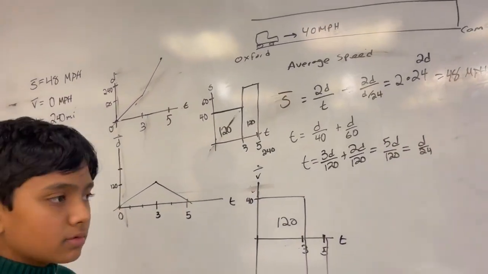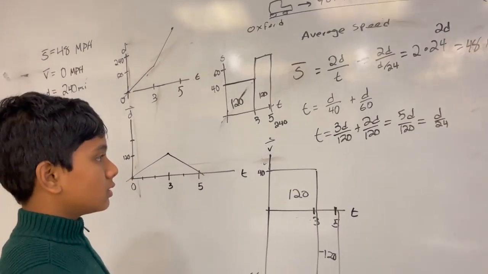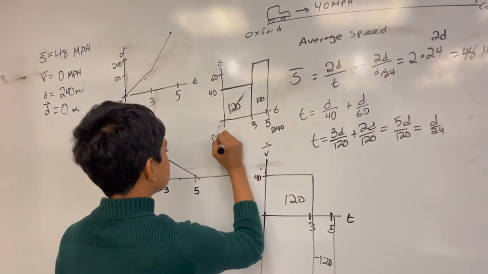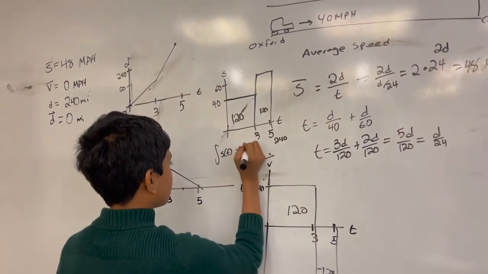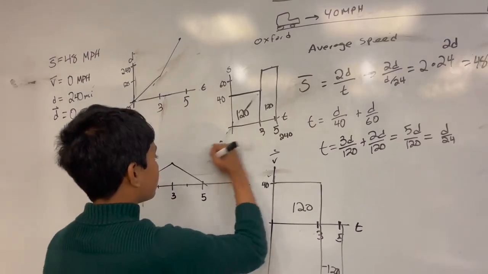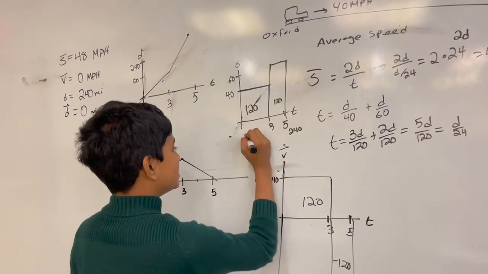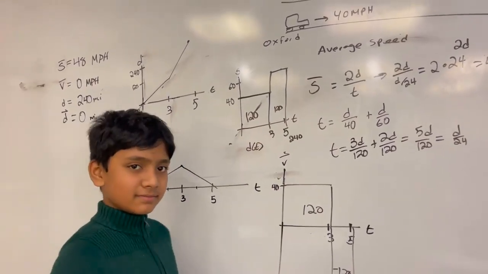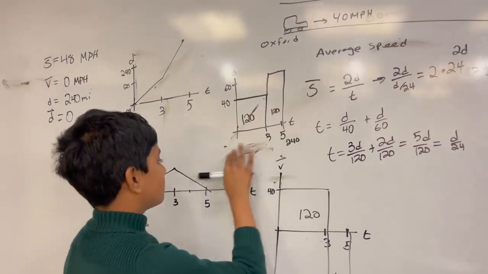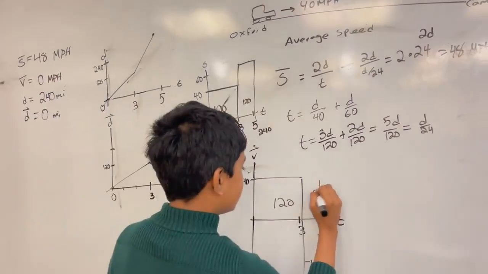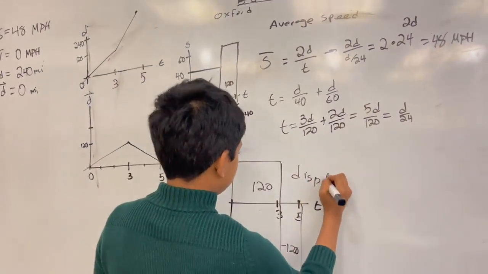What do you call the area under the ST graph? Write it down. It's just called distance. So now write distance. What do you call the area under the VT graph? Displacement. All right. Excellent.